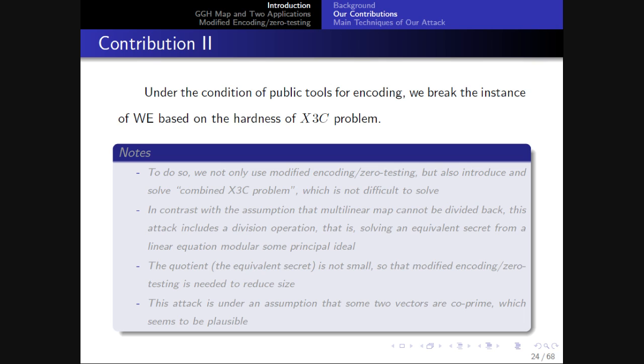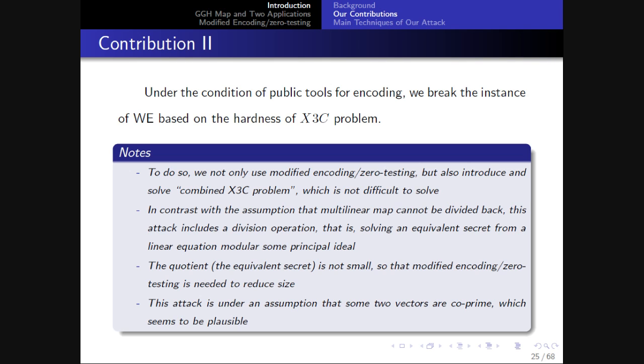Contribution 2. Under the condition of public tools for encoding, we break the instance of WE based on the hardness of X3C problem. Notes: to do so, we not only use modified encoding zero testing, but also introduce and solve combined X3C problem, which is not difficult to solve.